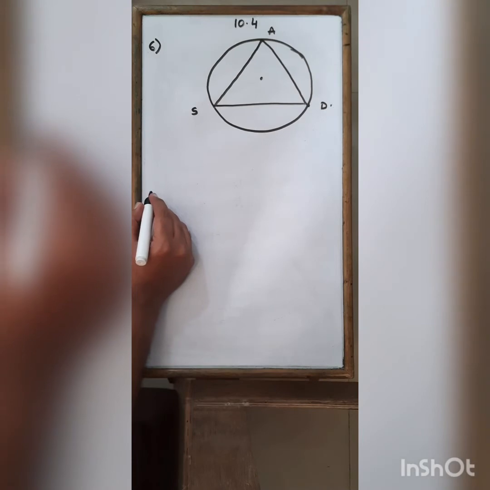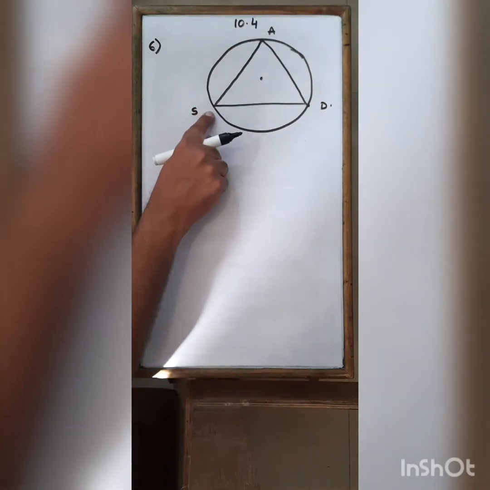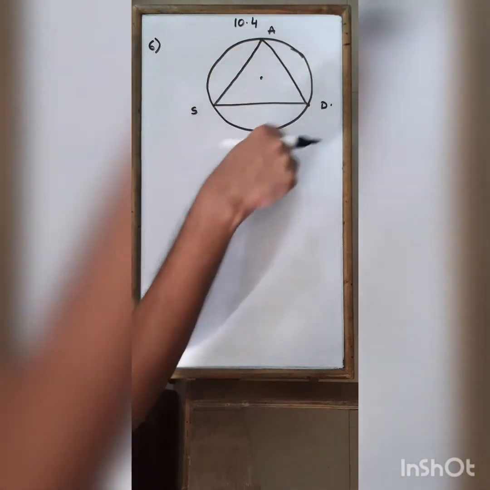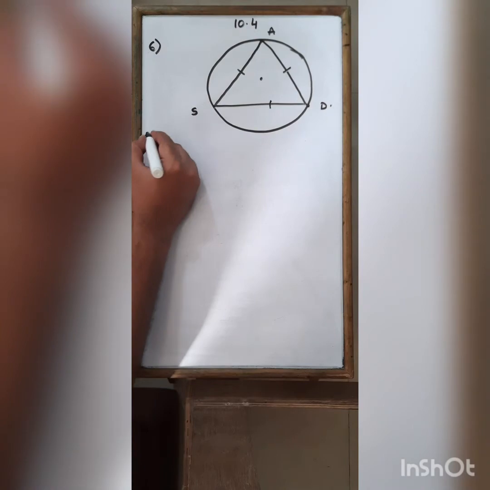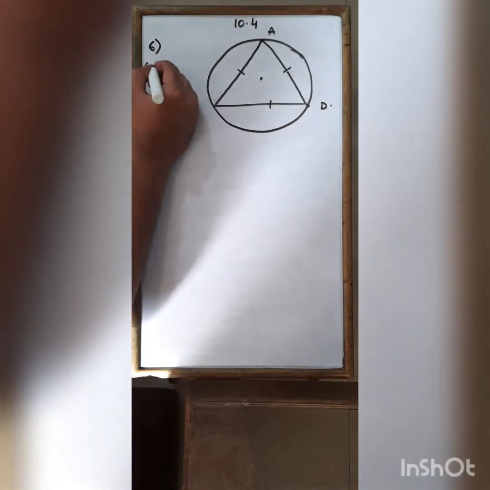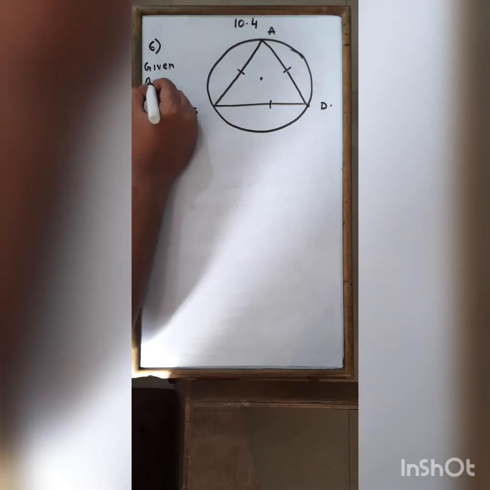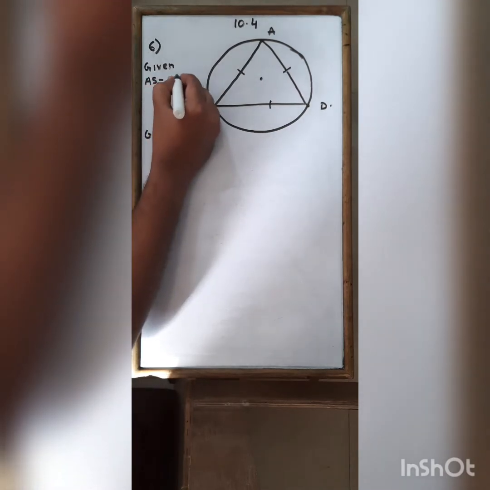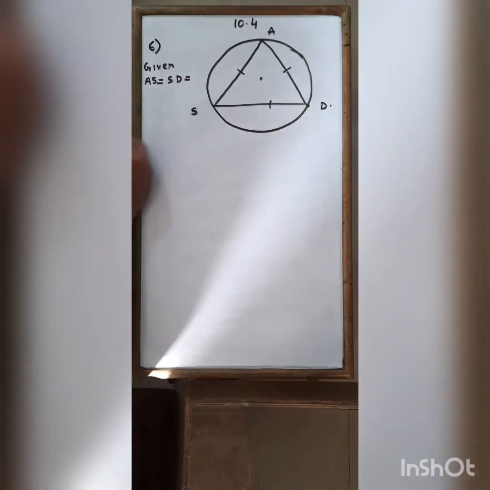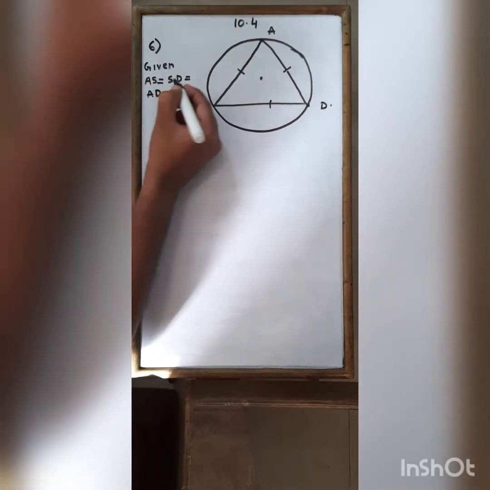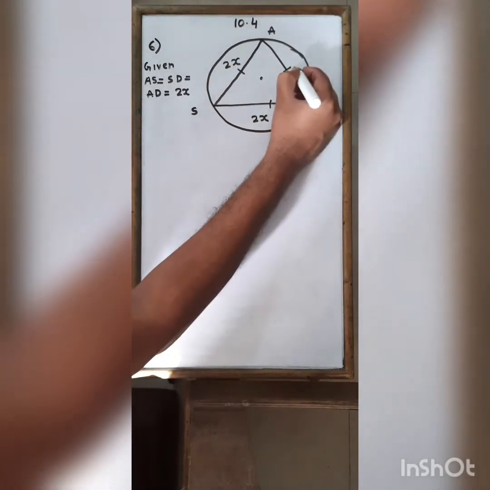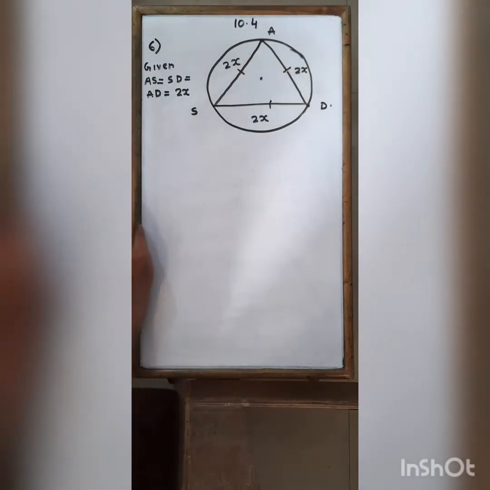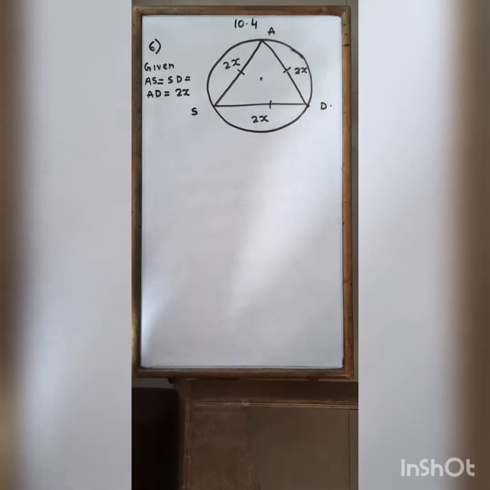Having a toy telephone in his hand to talk to each other, find the length of the string in each phone. This means you have to find AS, SD and AD. They are equal distance, so definitely this and this is equal. So can I say given AS is equal to SD is equal to AD, and I will take it as 2x. So all three are equal. This is 2x, this is 2x, and this is 2x. Okay, what I have to find, basically I have to find the value of 2x, right?